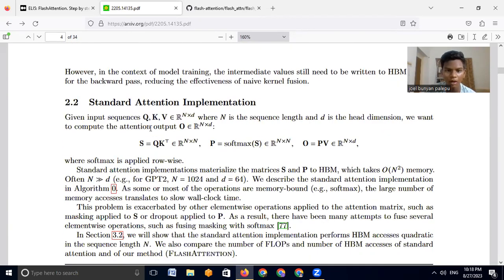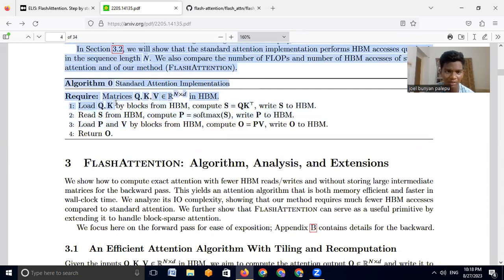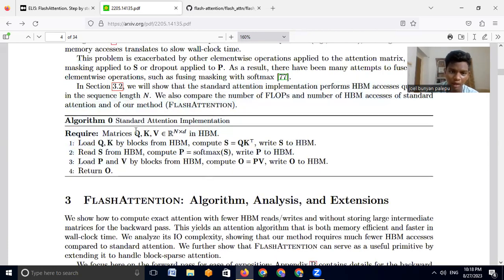So this is the standard attention implementation, right? We just have three matrices Q, K and V. We load the Q and K blocks from HBM, compute S, and write S back to HBM. As you can see, this is the problem that we are talking about. We are going to create matrices in HBM, load Q and K from HBM, compute S, write S back to HBM, and then read S again from HBM.